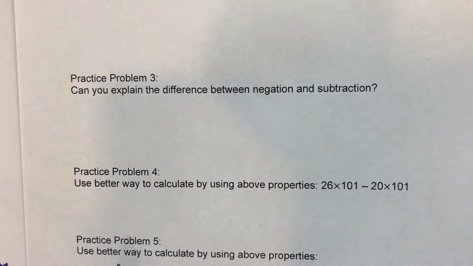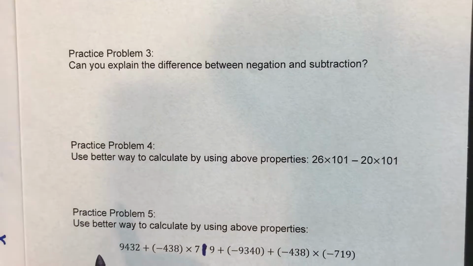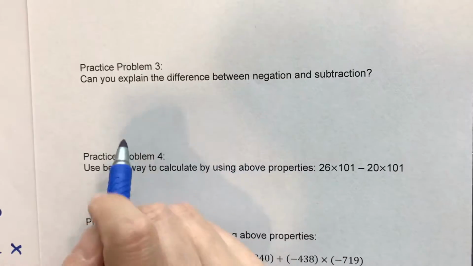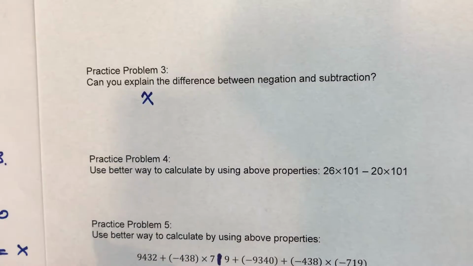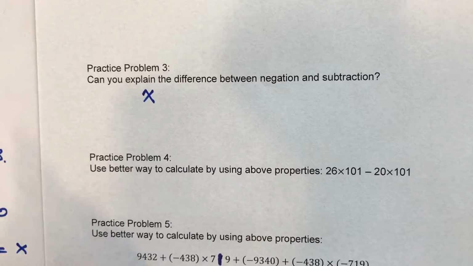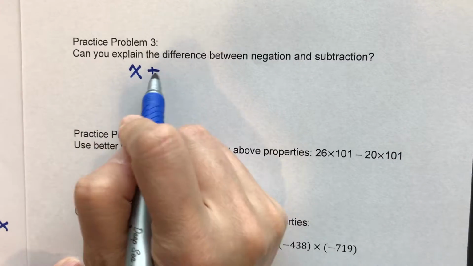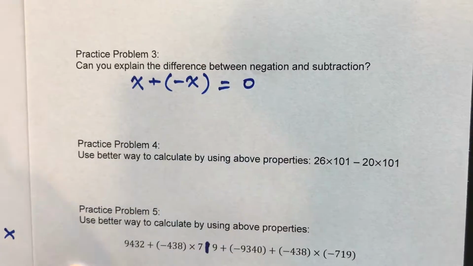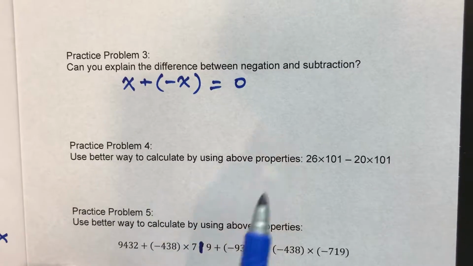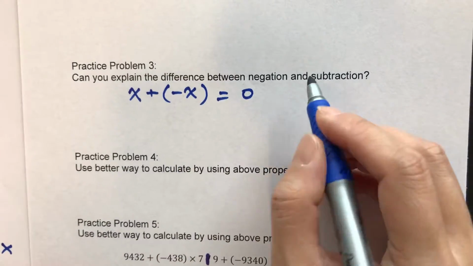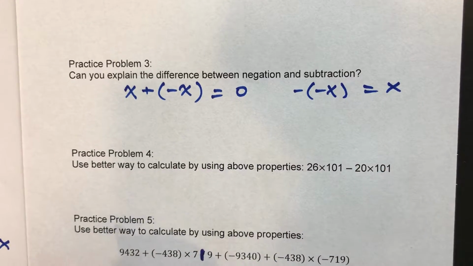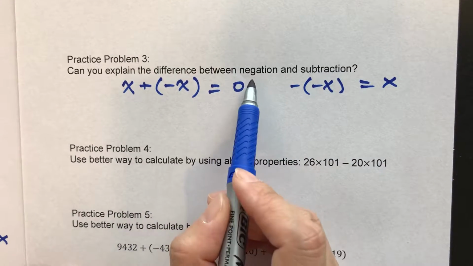Practice problem number 3. Can you explain the difference between negation and subtraction? We have talked about this, the definition for negation. You have a number x. The definition for negation is, you add the negation of a number to it, then you would end up with 0. You can also have a double negation to go back to the original number. That's the definition for negation.